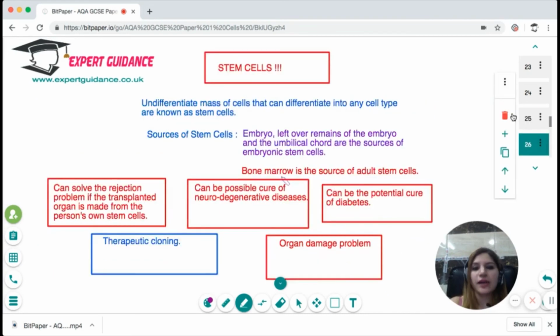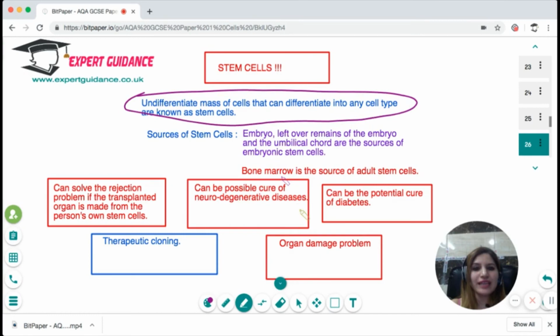Okay, so now what are stem cells? Stem cells are the undifferentiated mass of cells that can differentiate into any cell type. The sources of the stem cells are the embryo, leftover remains of the embryo, and the umbilical cord. These are the sources of embryonic stem cells, and bone marrow is the source of adult stem cells.